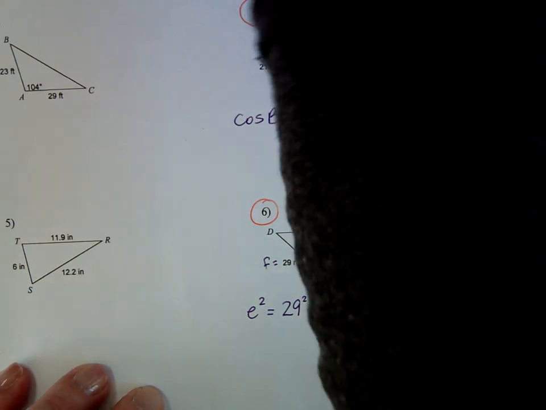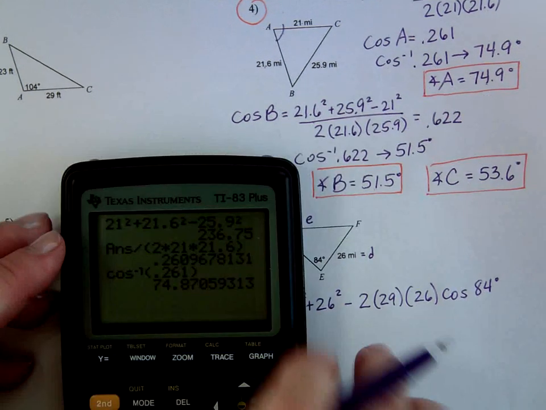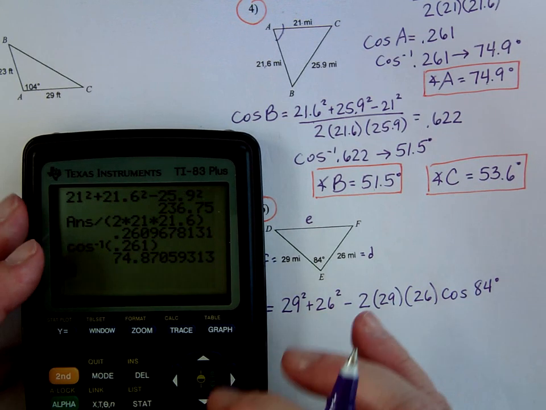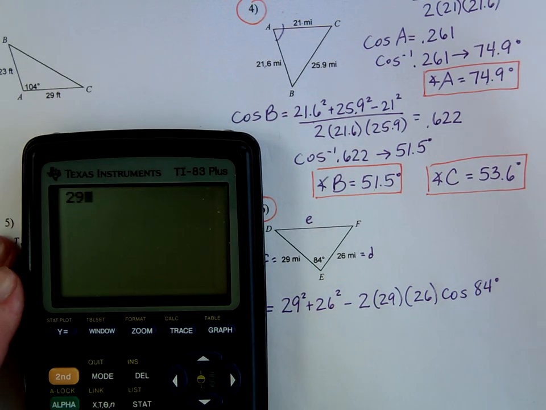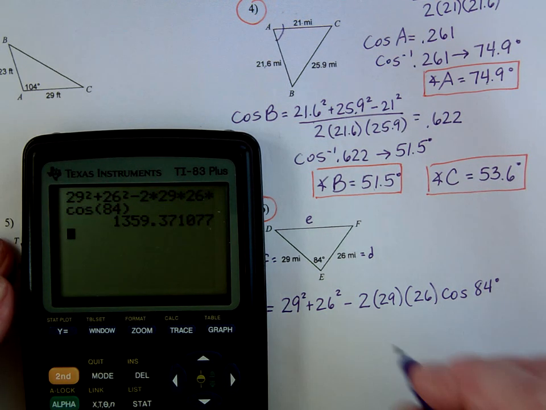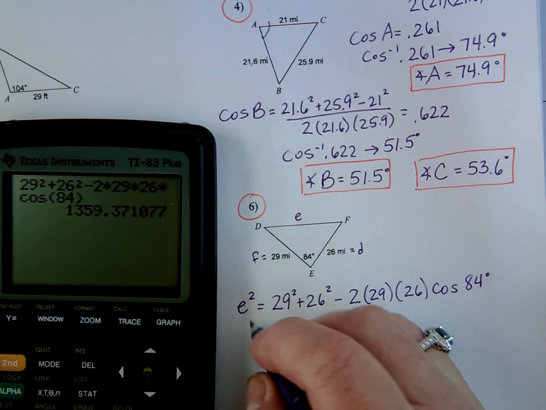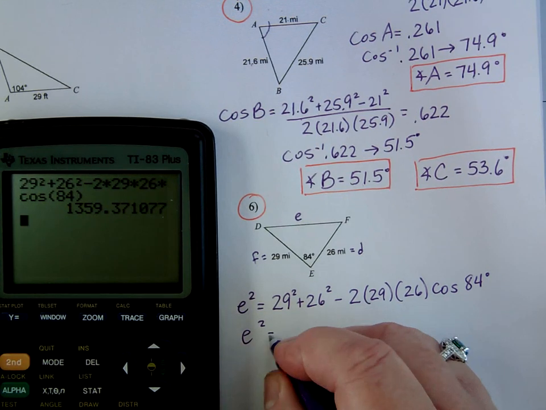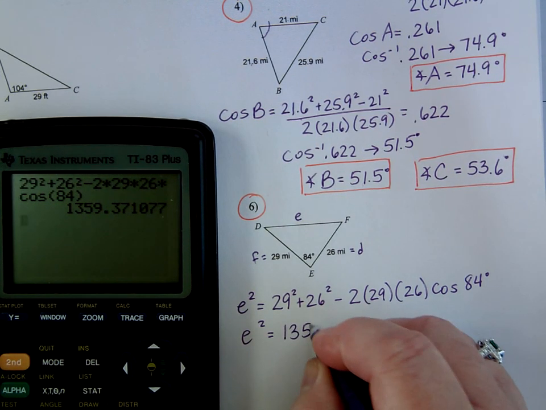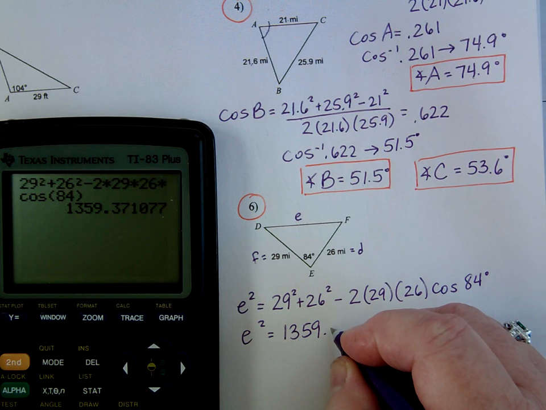And then I'm going to go to my calculator again. I'll show you this one, working out the details here. So let me clear out what I got. 29 squared plus 26 squared minus 2 times 29 times 26 times cosine of 84. You can put it in just like it looks. And it gives you this crazy big number, e squared equals 1359.4. We'll round it.